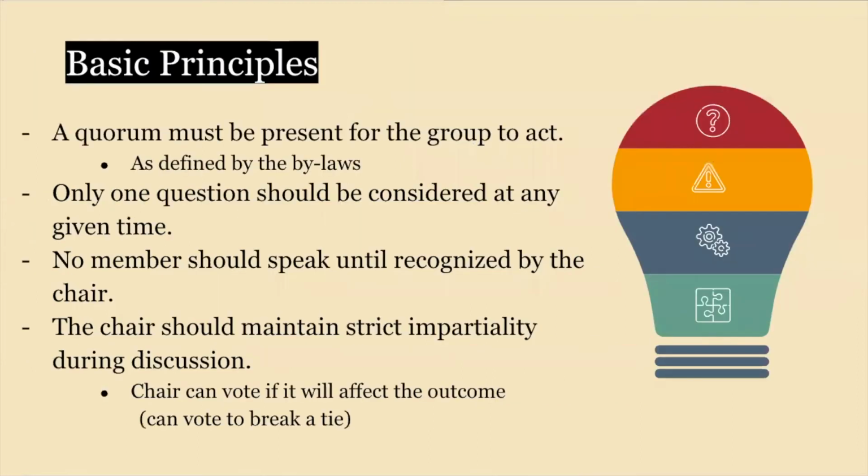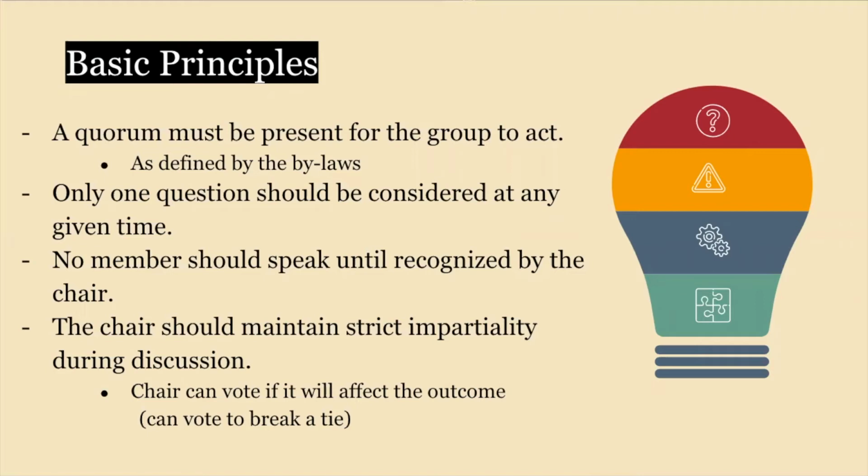So the basic principles of parliamentary procedure are: a quorum must be present for the group to act on anything. Quorum, as defined by our bylaws, is 50% plus one. So say we have 24 senators in our body.